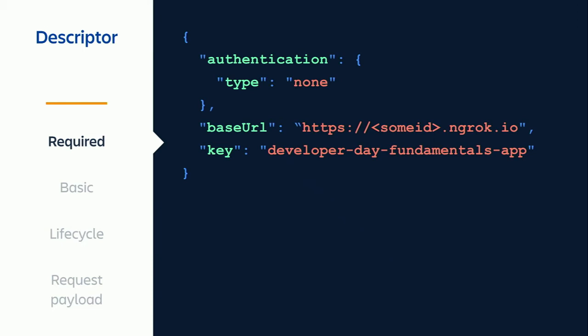So here we're setting the authentication to none. We're telling it where to go find our app. So what is the base URL of our app? And here we're using ngrok to do that. And what is the key? So the key needs to be unique to the marketplace if you're going to publish your app on the marketplace. But your key is sort of your identifier to the ecosystem of what your app's called.